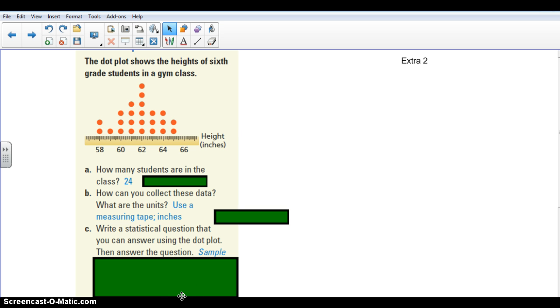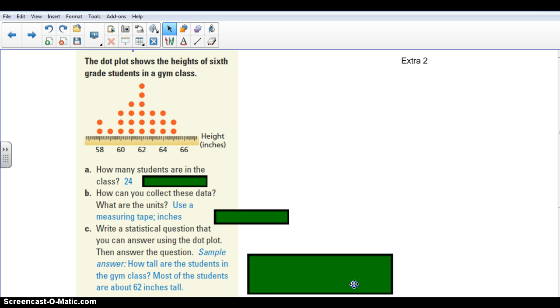Now it says write a statistical question that you can answer using the dot plot. And then answer the question, of course. Yours might be different. This is just an example. How tall are the students in the gym class? And then my answer would be most of the students are about 62 inches tall. Okay, because that's my peak. That's all it wants to know. That's my peak.